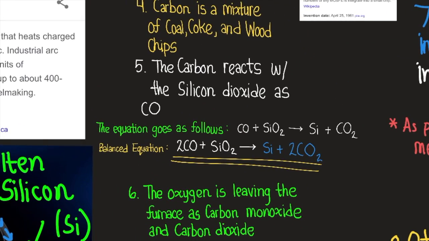The equation goes as follows. Carbon monoxide combined with silicon dioxide produces silicon with carbon dioxide gas. So the balanced equation is 2 moles of carbon monoxide combined with 1 mole of silicon dioxide produce 1 mole of silicon and 2 moles of carbon dioxide.